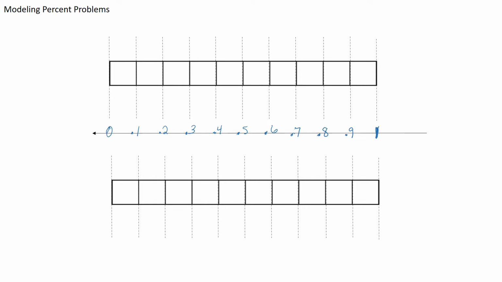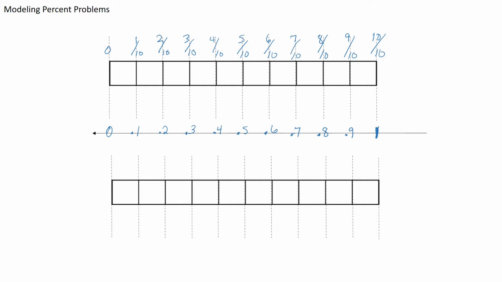Let's also write what we know if this were a fraction bar that's divided into tenths. Here I'd be at 0. Here I'd be at 1/10, 2/10, 3/10, 4/10, 5/10, 6/10, 7/10, 8/10, 9/10, and 10/10. So we've already learned to represent decimals as fractions and vice versa.